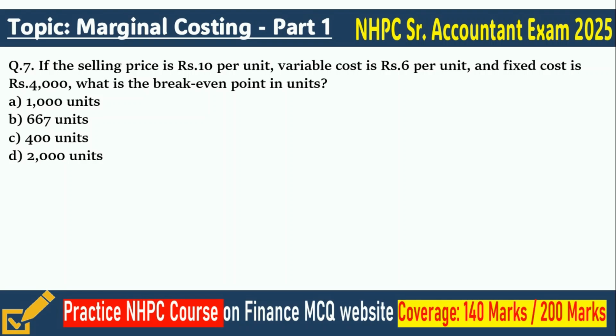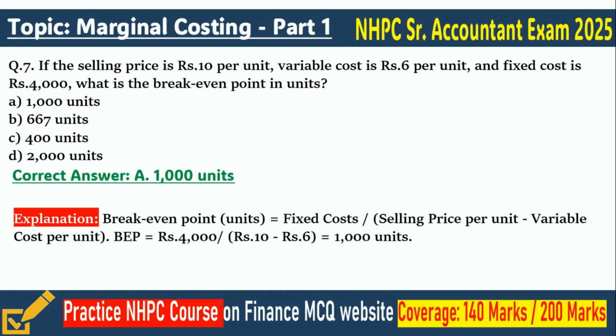So friends, the formula for break-even point in units would be fixed cost upon contribution per unit. So here they have given fixed cost, that is 4,000 rupees. Contribution per unit will be selling price minus variable cost. So that is 10 minus 6 is equal to 4. So friends, break-even point in units will be 4,000 divided by 4, that is option A, 1,000 units.